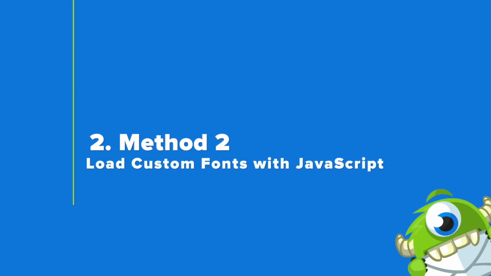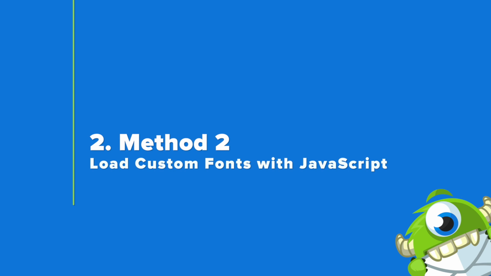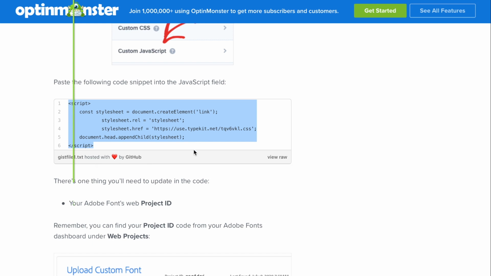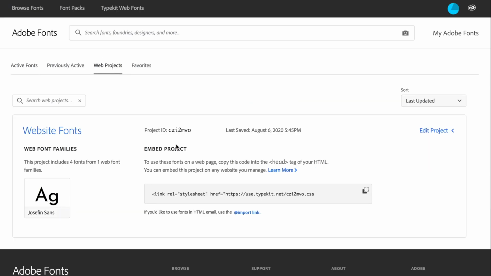Next, we'll show you the next method about how to load custom fonts using custom JavaScript. To get the code snippet that you'll need to edit, go to OptinMonster's blog that you can see here. There will be a link in the video description. And copy this, and we're going to need to go back to our Adobe Font web project, and we're going to highlight the project ID.